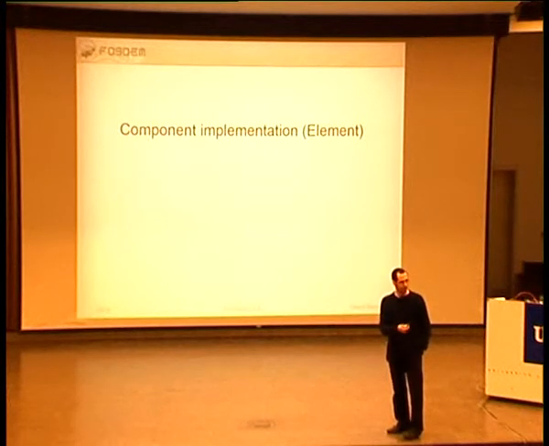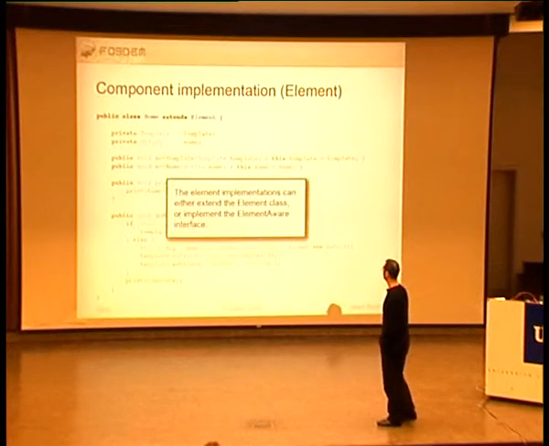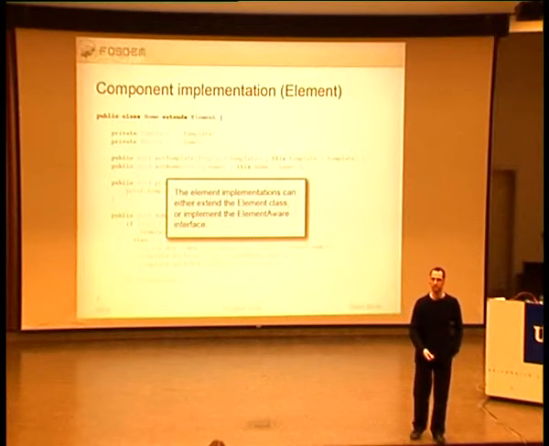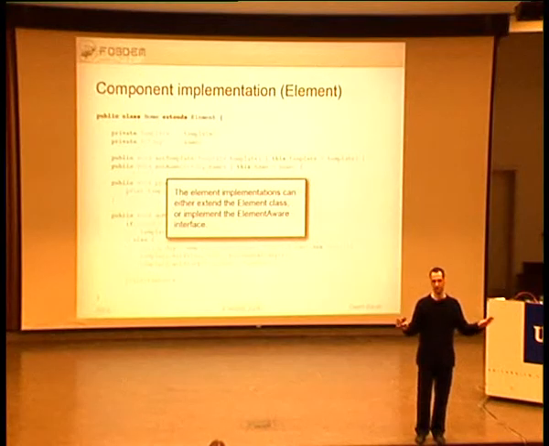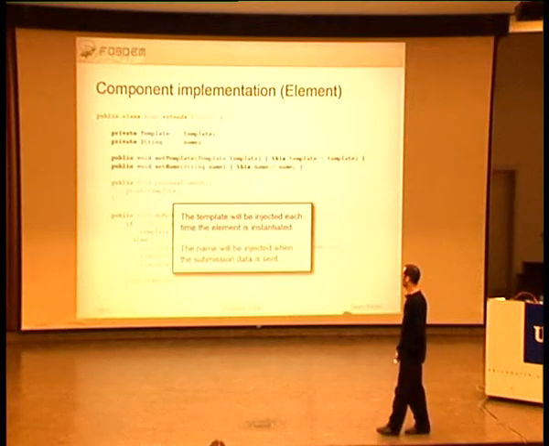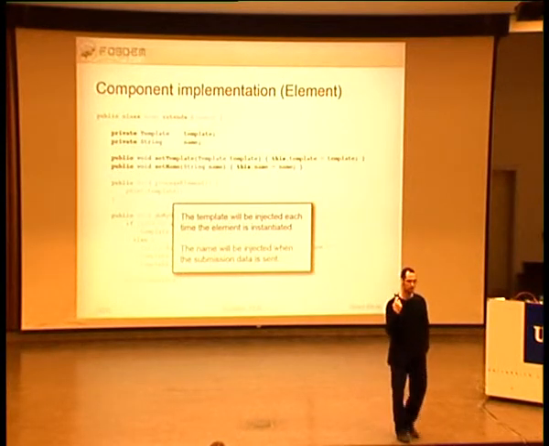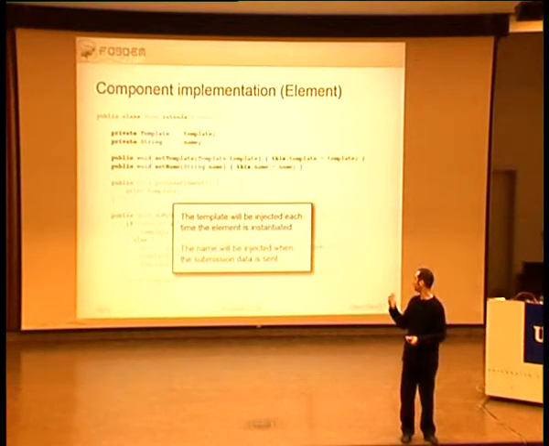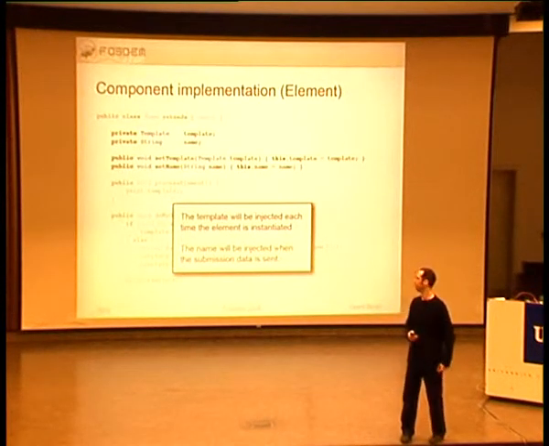So, what is the business logic of this component? This is the element. So an element extends either element or implements the element-aware interface. So either approach that you like to take, you can go in either direction. Then I talked about the properties. You will recognize the template property. This is the template instance that will be injected into your component. And also the name was a parameter in the submission. This will also be injected when the request arrives at your component, at your element.